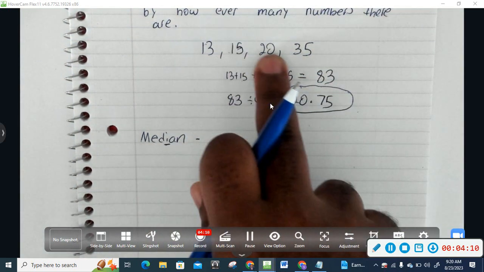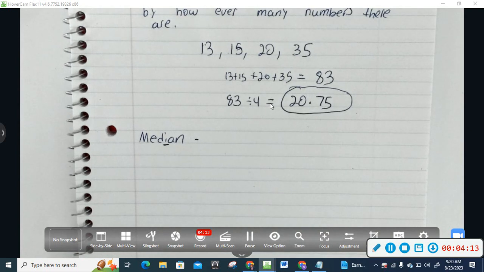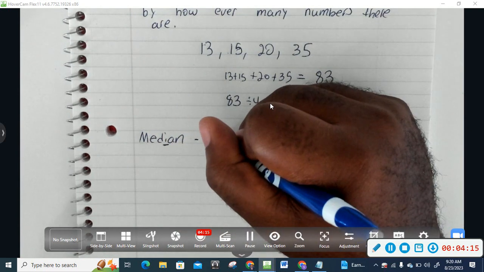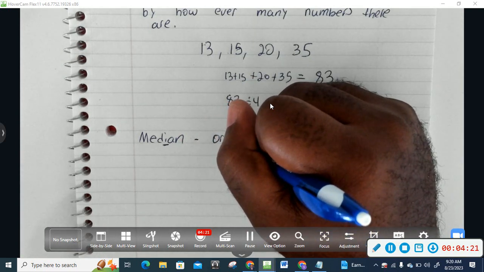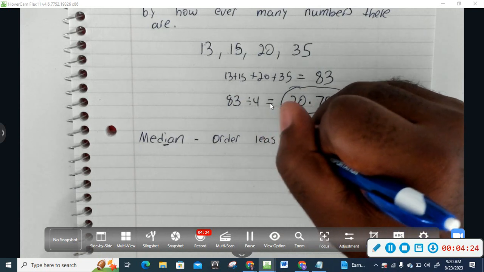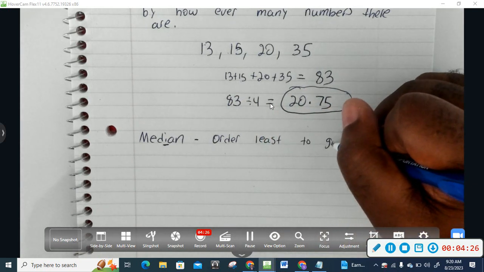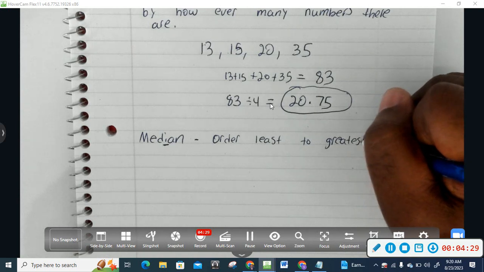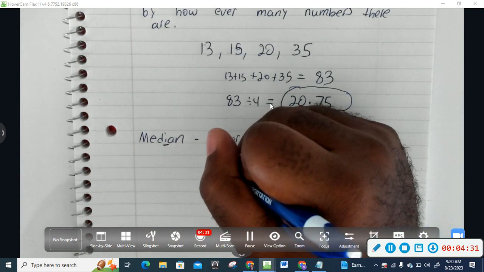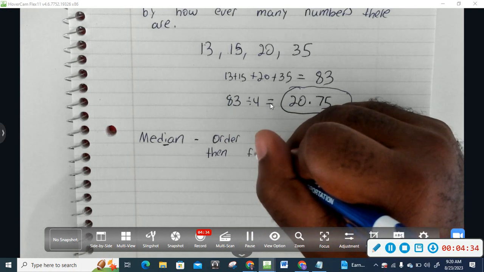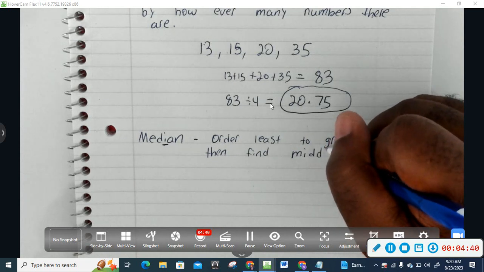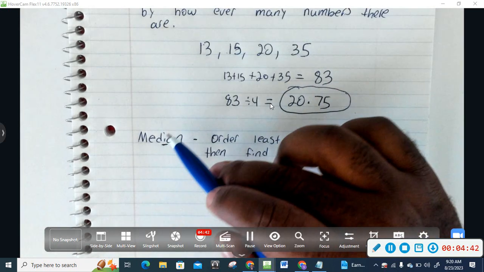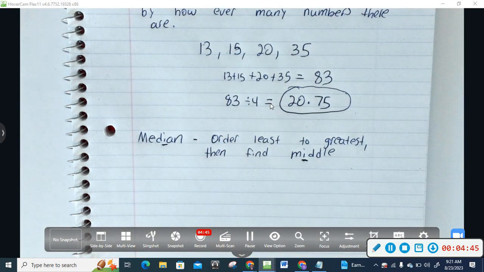So I'm going to use these same numbers right here. Well, it's already in least to greatest, that is true. So we're going to say order least to greatest. Then find the middle number, which is why I underline the I. Median and middle go together. There is no middle number here because there's only 4 numbers.